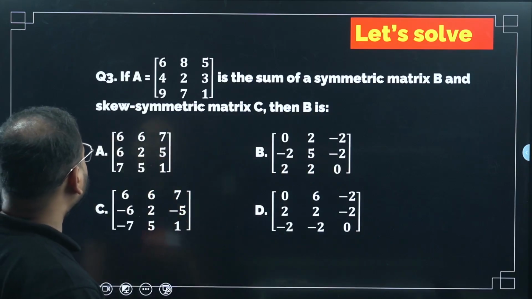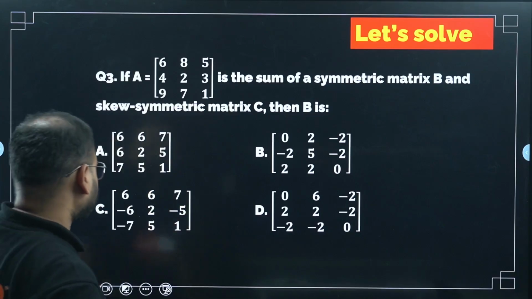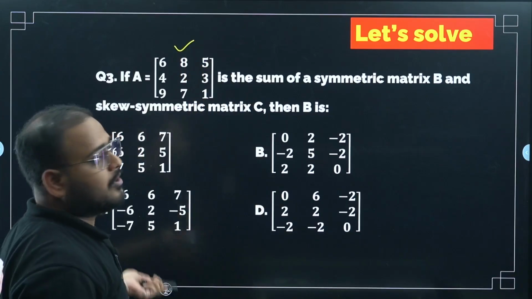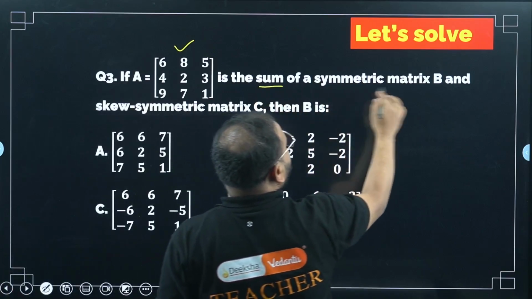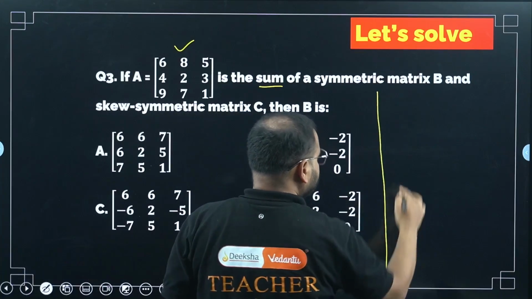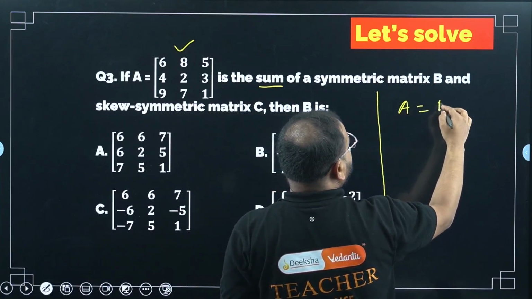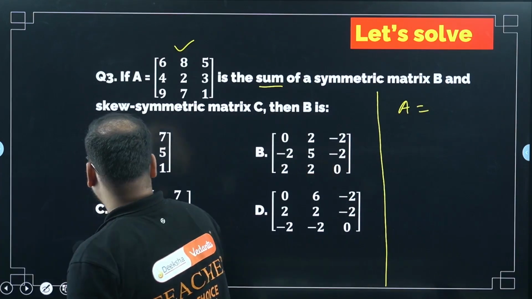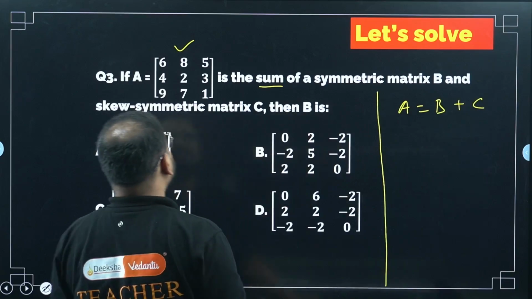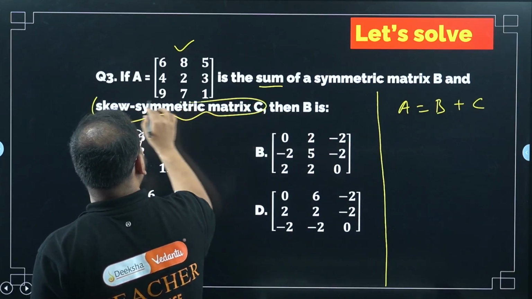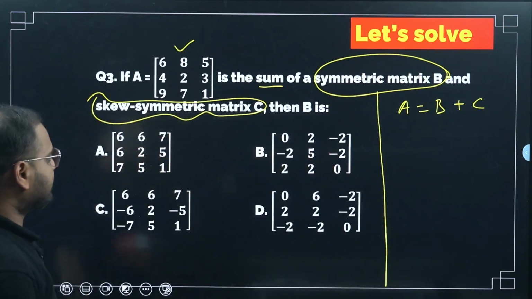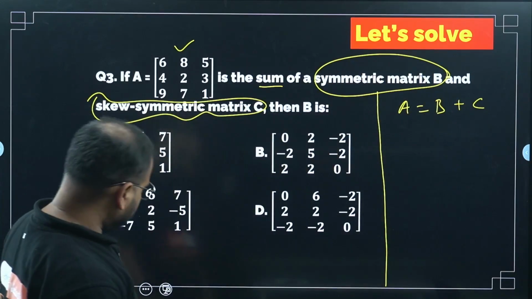So if A is given, they are saying that a matrix A can be written in the form of the sum of symmetric B and skew symmetric C. So they are saying that I can write matrix A as a symmetric matrix B and C. C is skew symmetric and B is symmetric. All right. Can you recall something that we learnt about it?